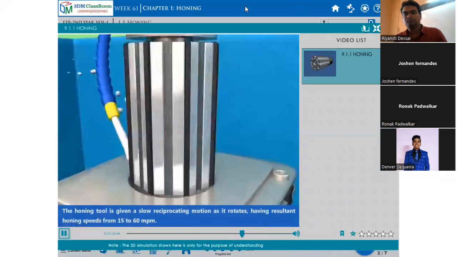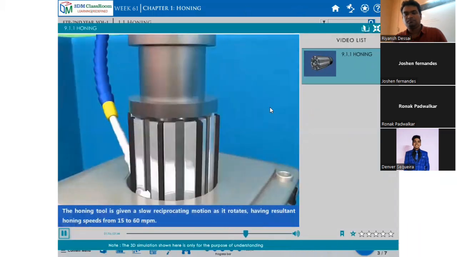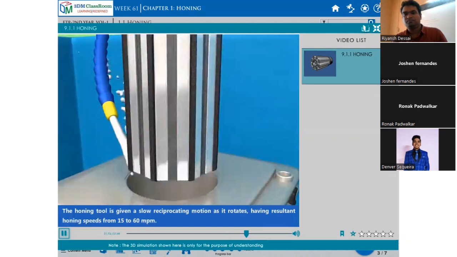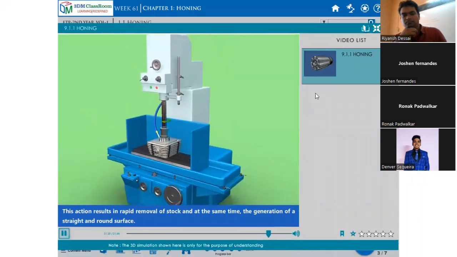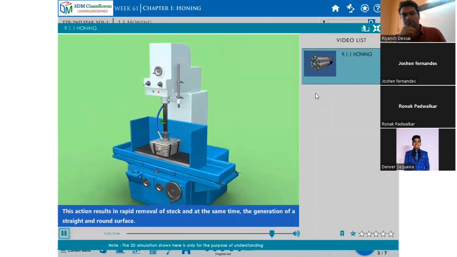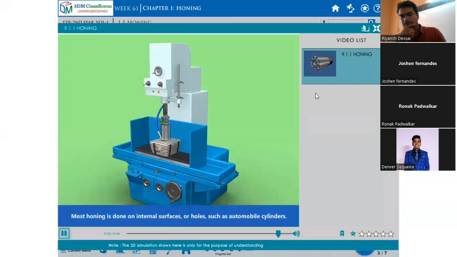The honing tool is given a slow reciprocating motion as it rotates, with a resultant honing speed from 15 to 60 mpm. This action results in rapid removal of stock and at the same time the generation of a straight and round surface. Most honing is done on internal surfaces or holes such as automobile cylinders.